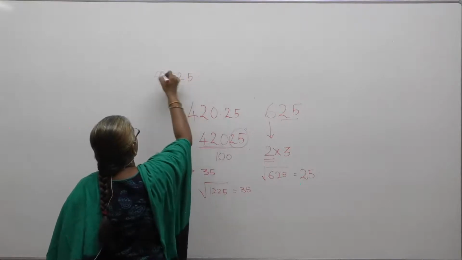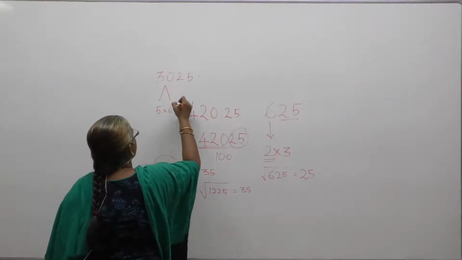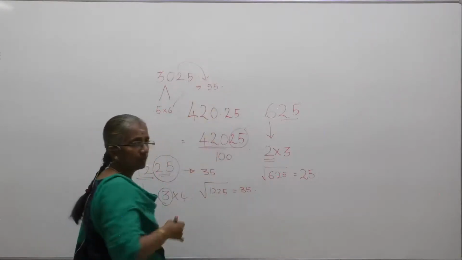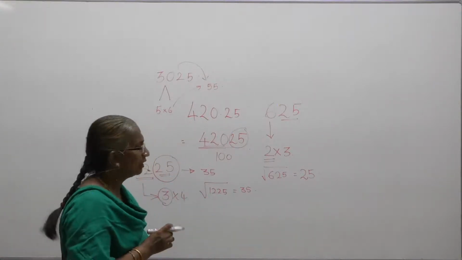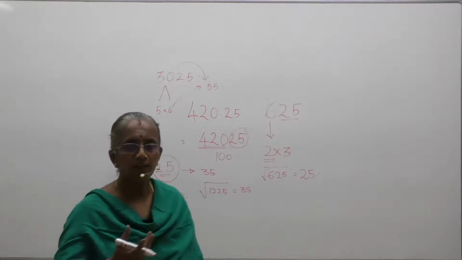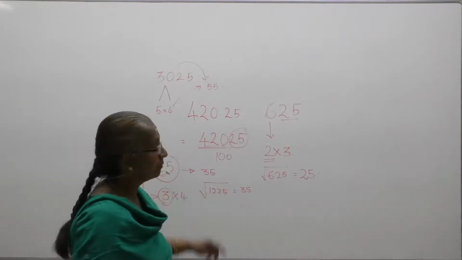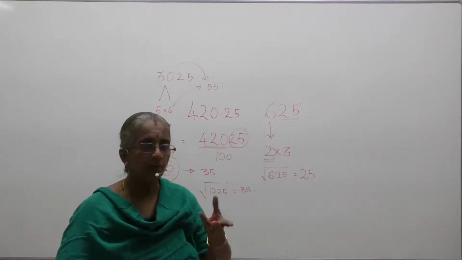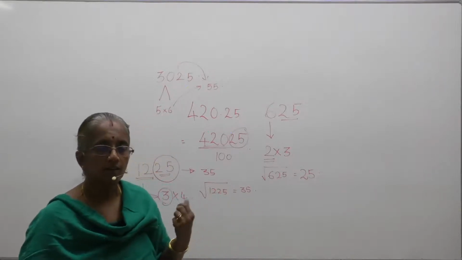3025. 30 can be written as a product of 5 and 6. So the square root of 3025 will be 55. I'm telling you this because it will help you in doing some problems, like word problems. If you come across a problem where you have to find the square root of 3025, it will be very easy for you to use this technique. Okay, is it clear?